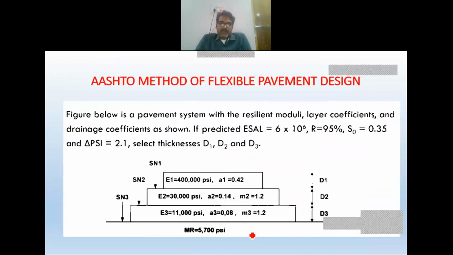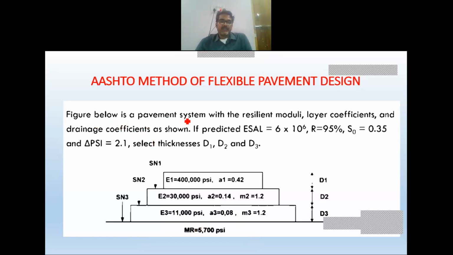Next, straight away we move into the AASHTO method of flexible pavement design. You heard about AASHTO in the rigid pavement design, where we used AASHTO design of rigid pavement techniques. Now here, AASHTO also developed a flexible pavement design method. Now directly we go to the numerical problem.